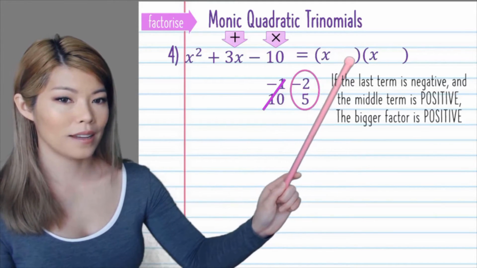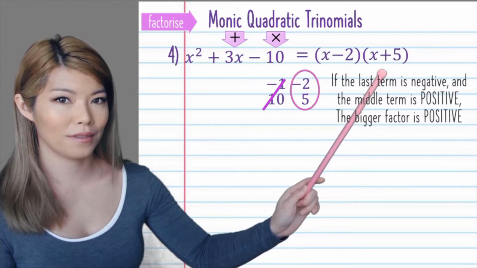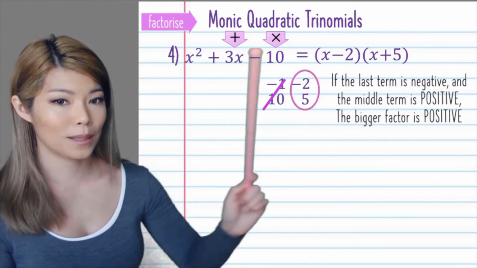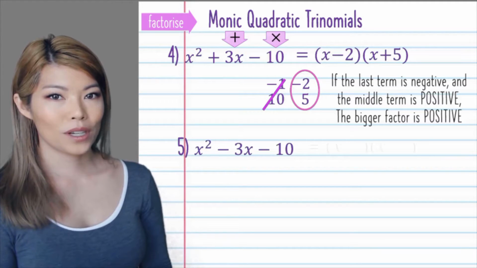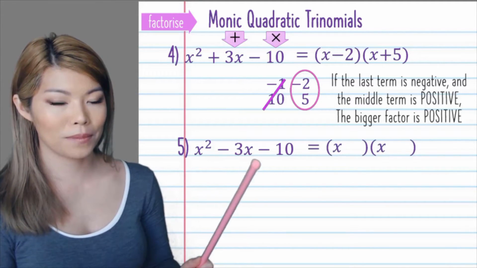So now write that in. So minus 2 and 5. And remember, you can always check by expanding. Question 5, x squared minus 3x minus 10.